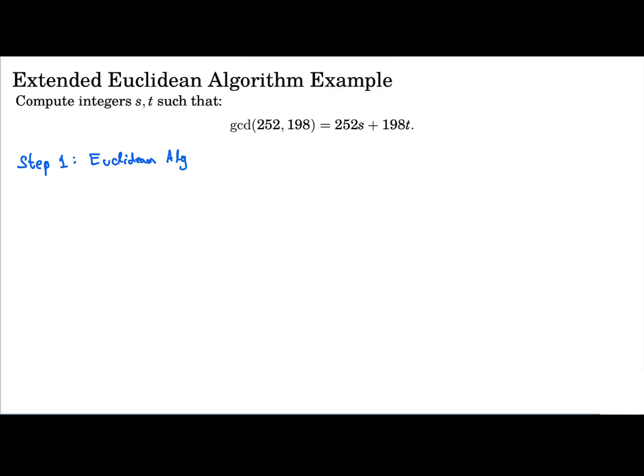So we first do the Euclidean algorithm. And how did we do that again? We take the larger number and divide it by the smaller one. So 252 is going to be 198 times 1 plus 54. Then we divide this number here by this remainder. So now 198 is going to be 54 times 3 plus 36.